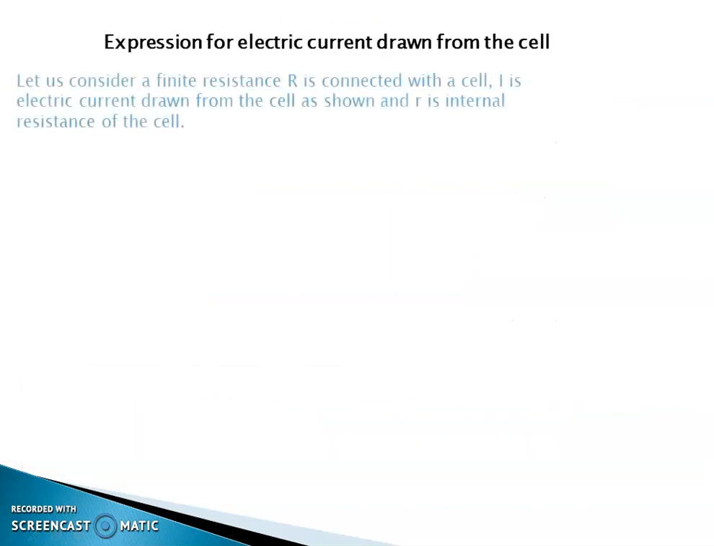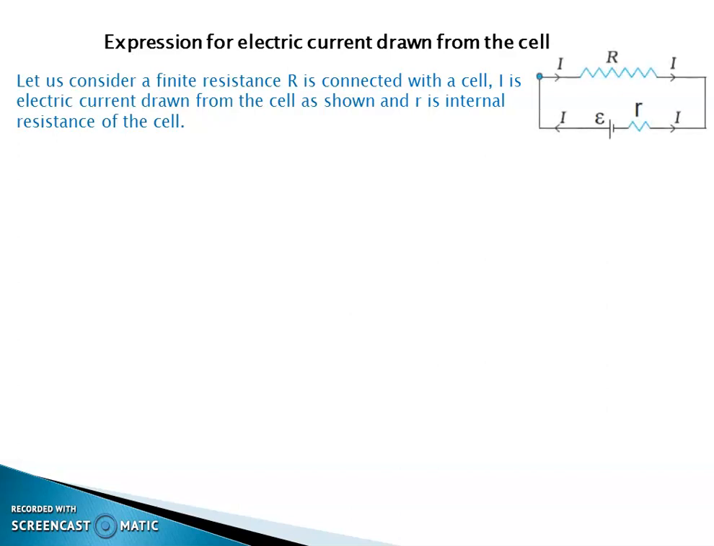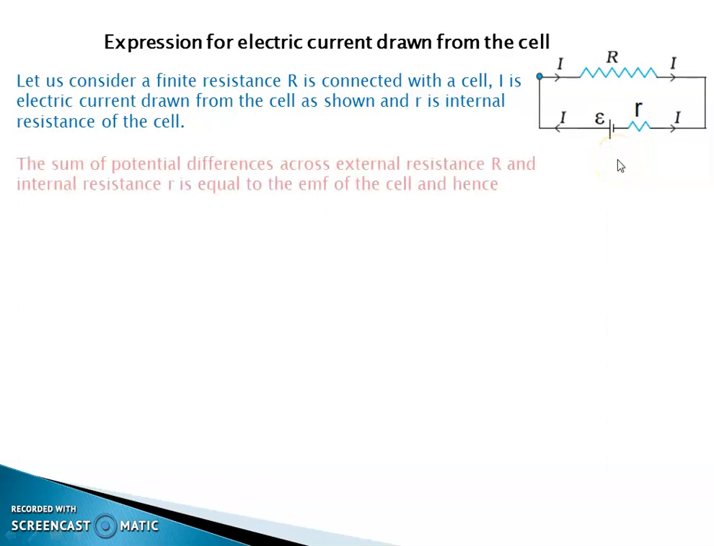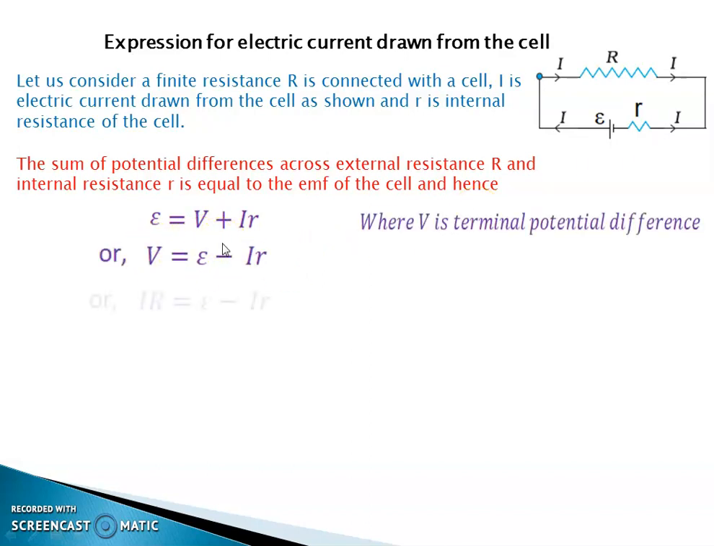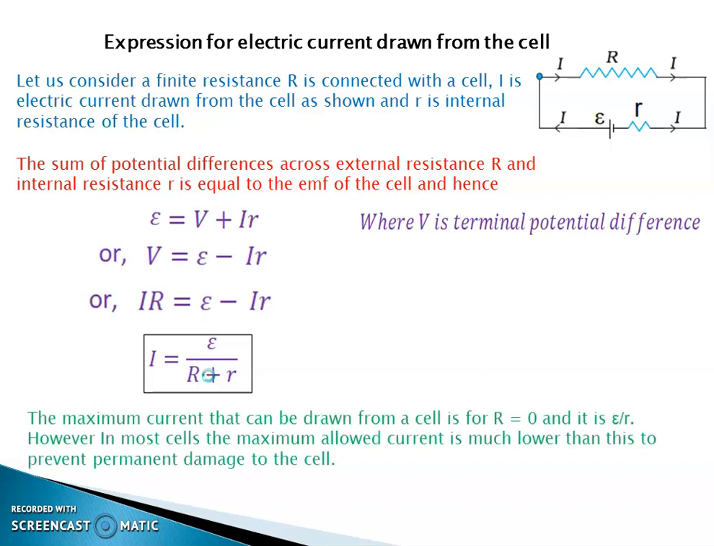Now expression for electric current. When a cell is connected to the external resistance, the external resistance R and the internal resistance become in series. So the net resistance will become capital R plus small r. We can write E equal to V plus Ir, and hence we can get the formula I is equal to E divided by R plus r, right? So this is all about this lecture.